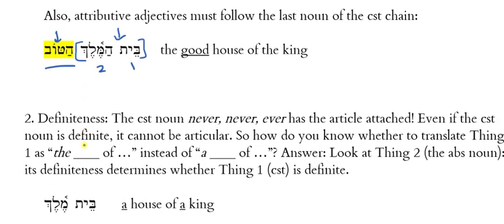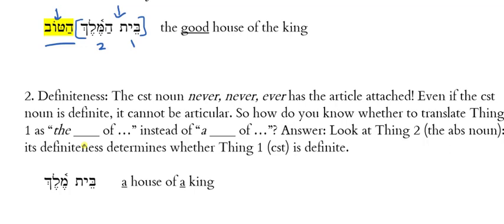Alright, the second main point about construct chains and how they have to occur in Hebrew has to do with definiteness. The construct noun never, never, ever has the article attached to it. That is to say, the first noun is thing 1. It's the construct noun. I will never attach the article to it. Even if the construct noun is definite in sense, it cannot be articular. It cannot have the article.